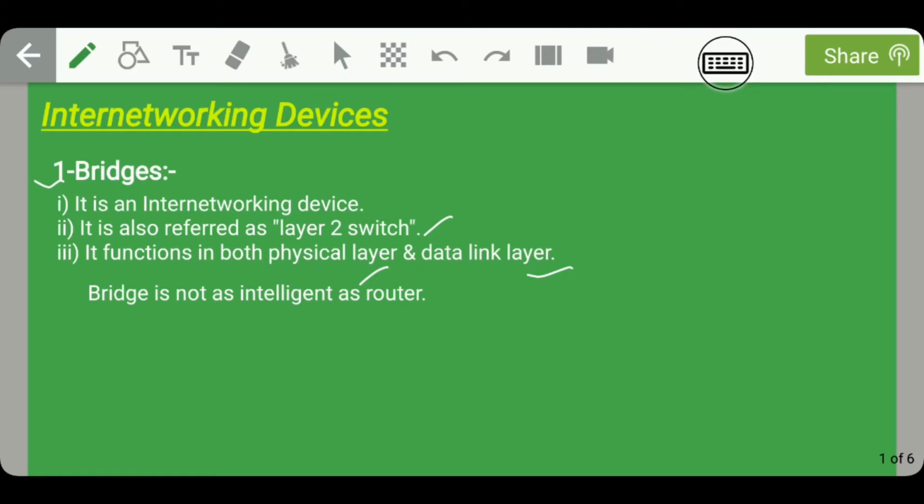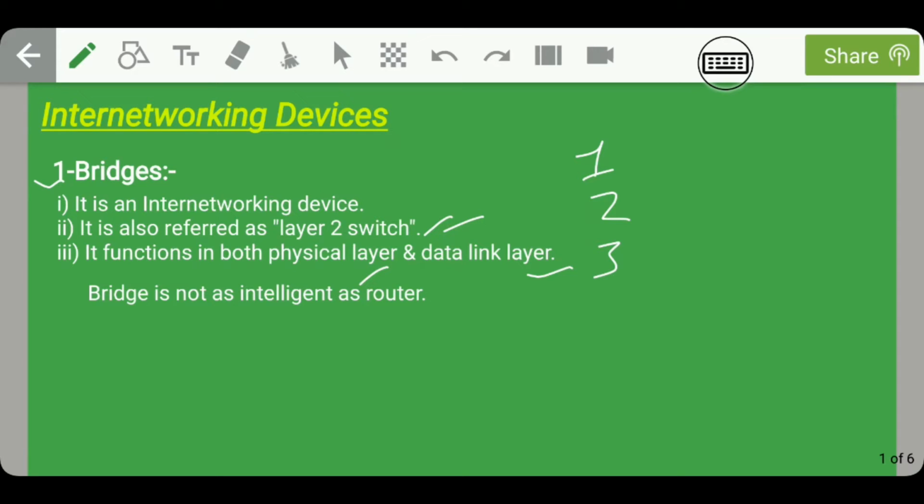For the time being, you remember that in OSI reference model there are three layers. First layer is known as the physical layer, second layer is known as the data link layer and the third layer is known as network layer. So bridges function in both physical layer as well as the data link layer of OSI reference model. So that's why the bridges are referred to as layer 2 switch.